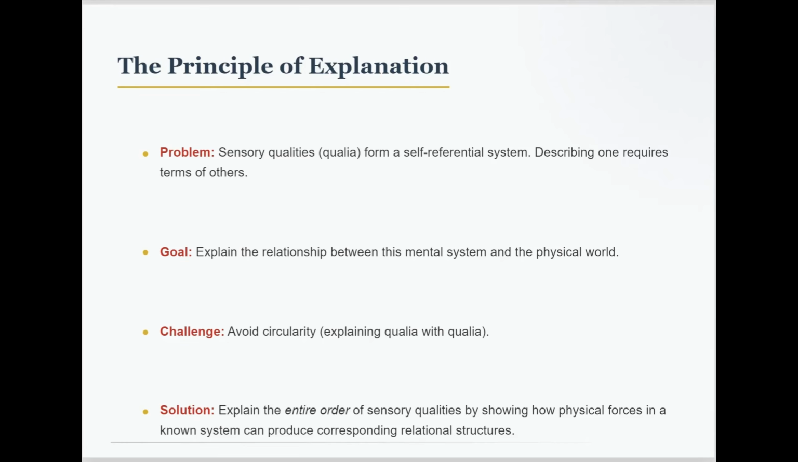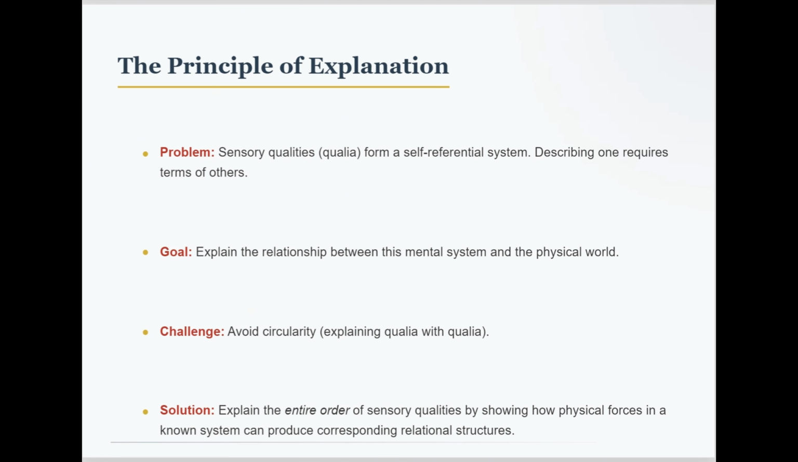So, picking up from our last discussion on the characteristics of sensory order and the behaviorist critique, we hit a wall. We know these sensory qualities, red, blue, sweet, sour, they form this neat little club where describing one member often involves mentioning others. It's like trying to define red without using color or warmth. This creates a self-referential loop.